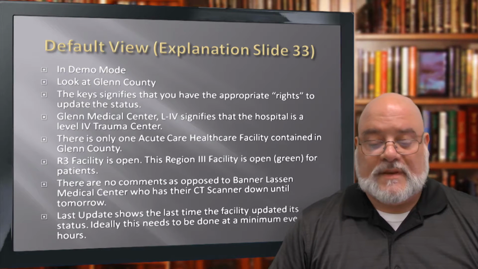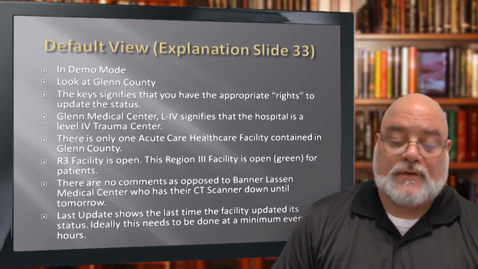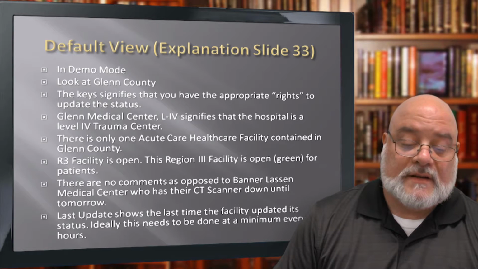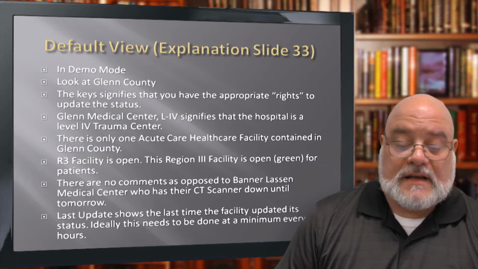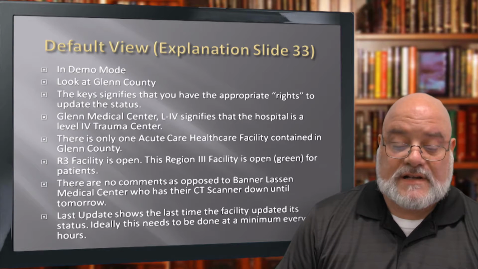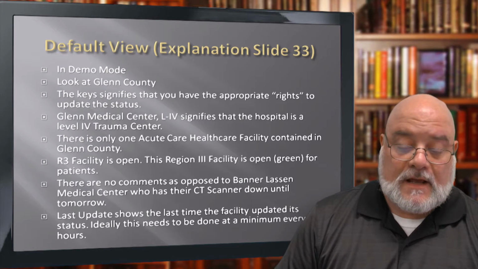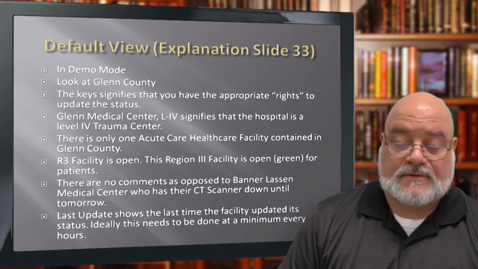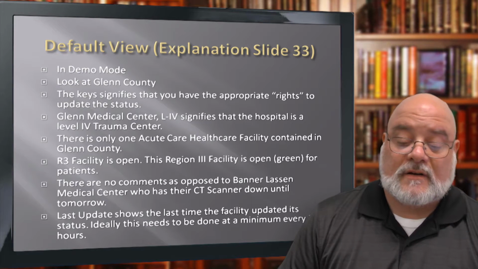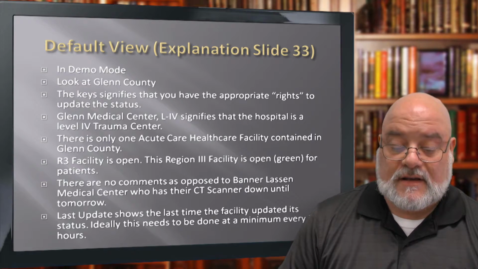So this will be the explanation for slide 33 when we go through it. This is going to be a demo mode. You're looking at Glenn County. The key signifies that you have the appropriate rights to update the status. Glenn Medical Center, Level 4 Trauma Center, signifies that the hospital is a Level 4 trauma center. There's only 1 acute care healthcare facility in Glenn County.